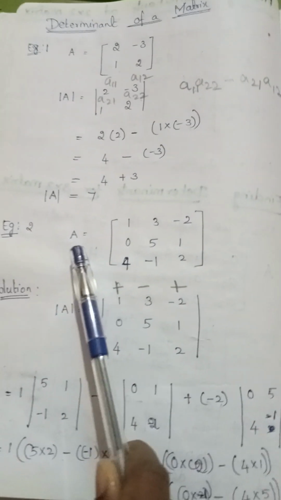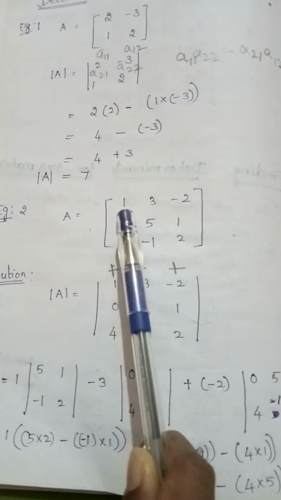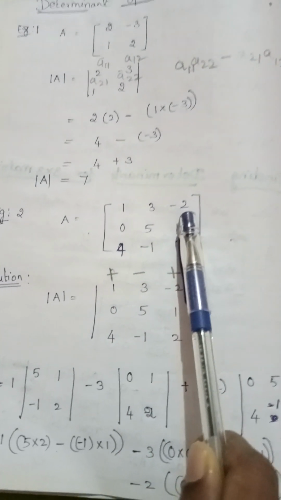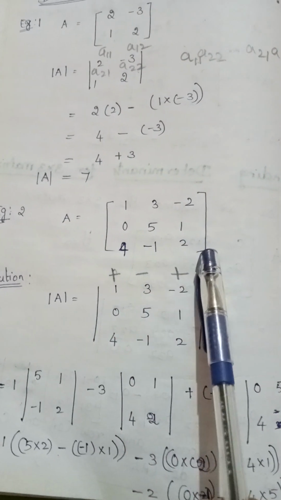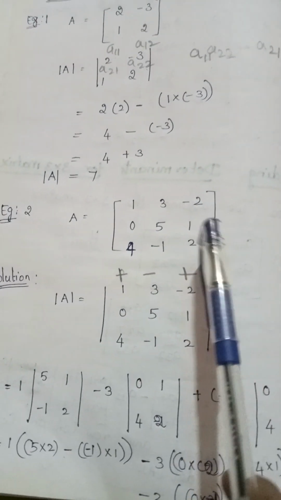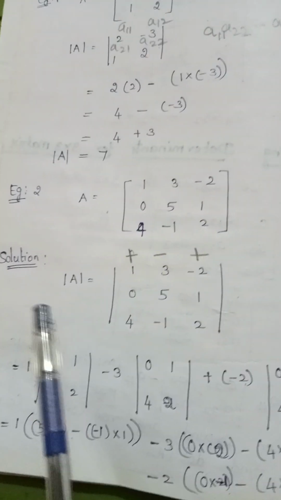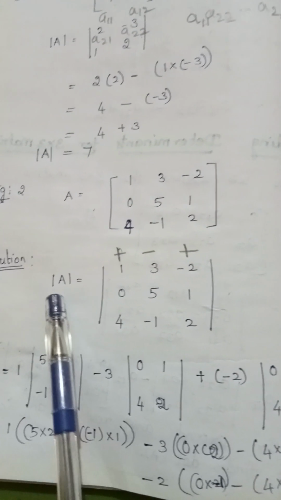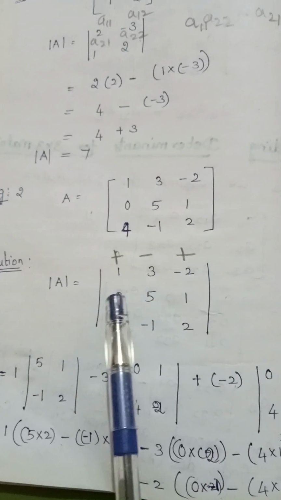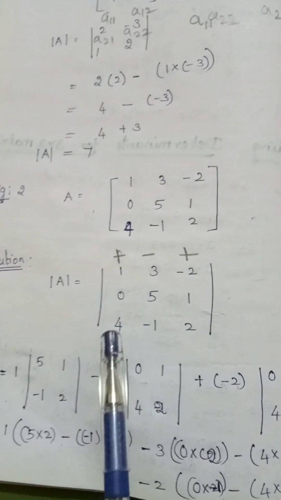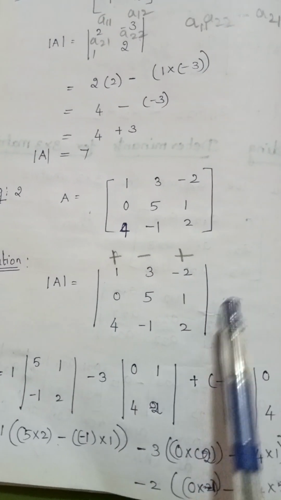Next, example of order 3 cross 3. Finding the determinant of a matrix of order 3 cross 3. Given matrix A equal to 1, 3, minus 2, 0, 5, 1, 4, minus 1, 2. This is an order 3 cross 3 matrix. Solution. First change the notation. Determinant A equal to determinant of 1, 3, minus 2, 0, 5, 1, 4, minus 1, 2.